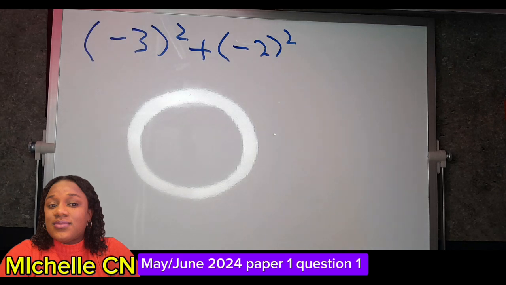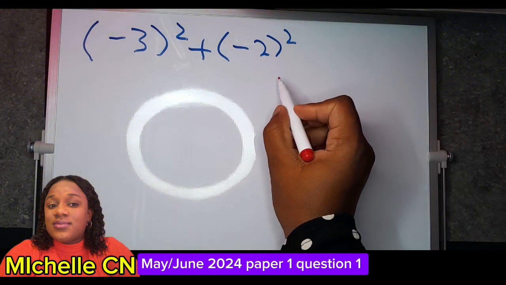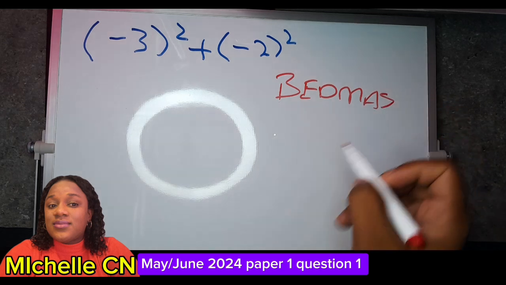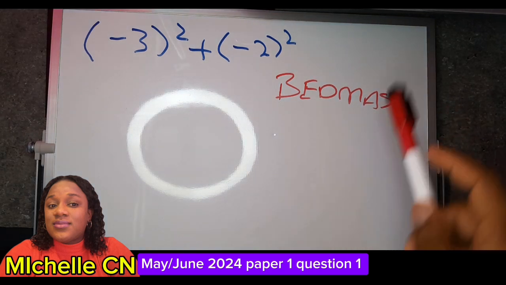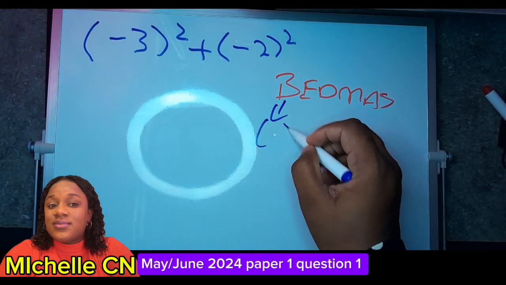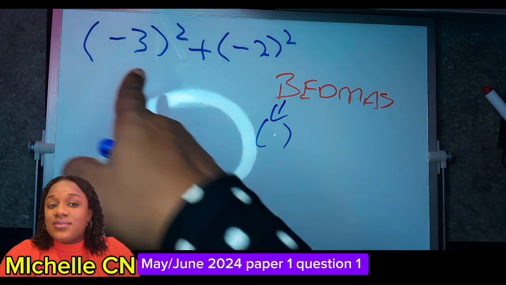So, in order to find the answer for this, you need to apply BOD or bed mass. Now, when I was going to school, they called it BOD mass. As of last year, 2023, I decided to go with another version of it, which is the same thing, and it's called bed mass. Because I find that the O in BOD mass doesn't really make sense, but the E in bed mass makes more sense. So the E represents brackets.